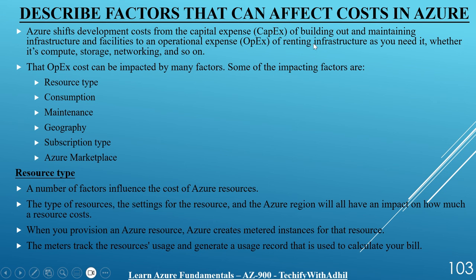So the factors that affect the cost in Azure. Azure shifts development costs from the capital expense of building out and maintaining infrastructure and facilities to an operational expense of renting infrastructure as you need it, whether it's compute, storage, networking and so on. In our previous video, we saw about CapEx and OpEx. What is the advantage of going into Azure? It has converted the capital expense to operational expense. So based on your operation, your expense is going to be, we no need to spend on capital like buildings, maintenance, infrastructure and all those things.